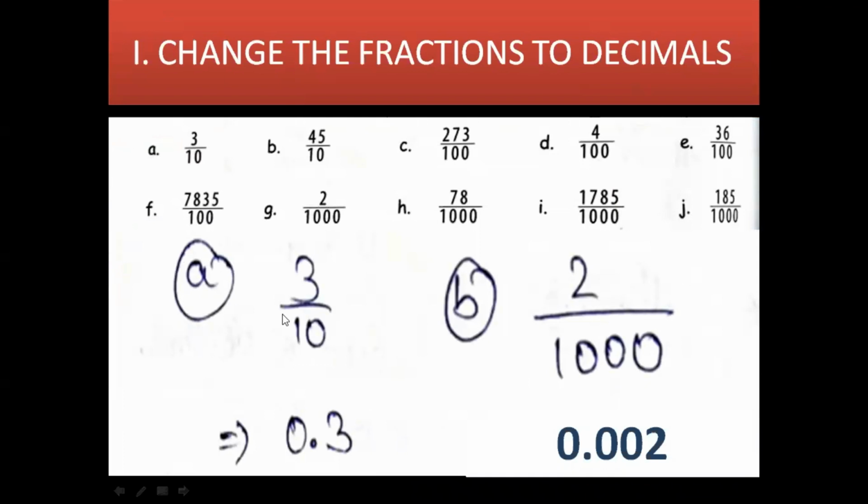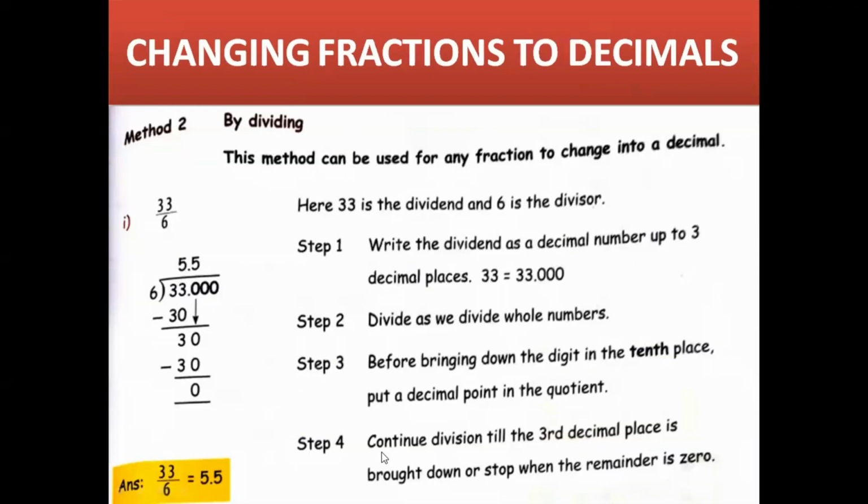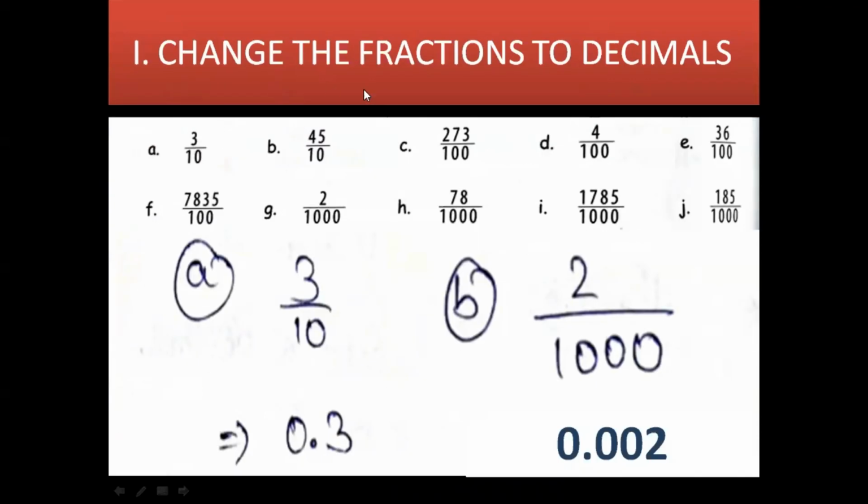Continue. Step 4. Continue division till the third decimal place is brought down or stop when the remainder is 0. If remainder is 0, stop the division. Otherwise, continue the division till the third decimal places. Change the fractions to decimals.